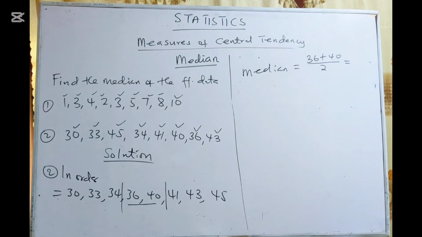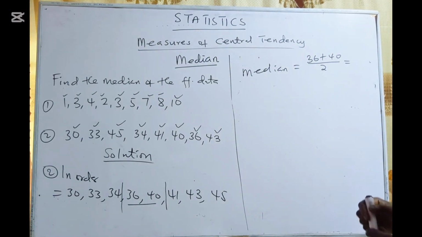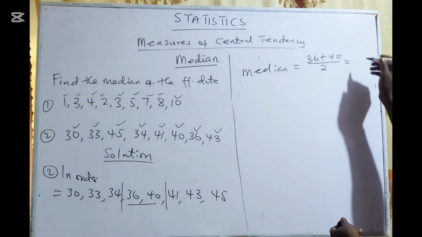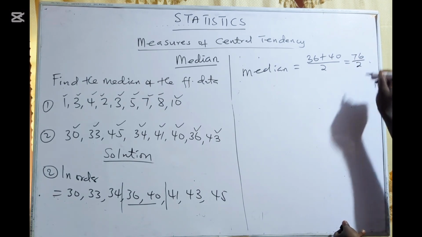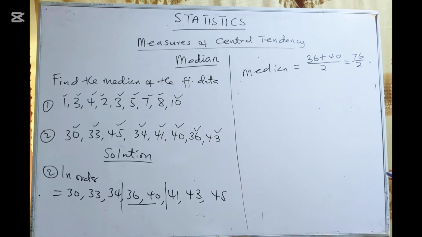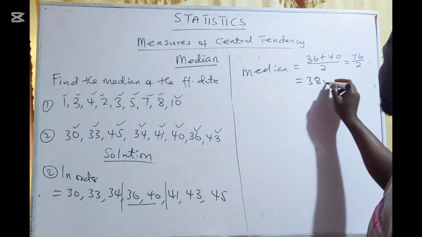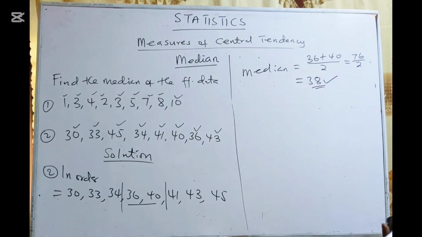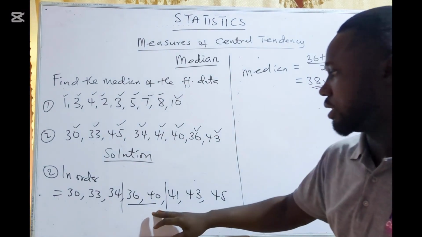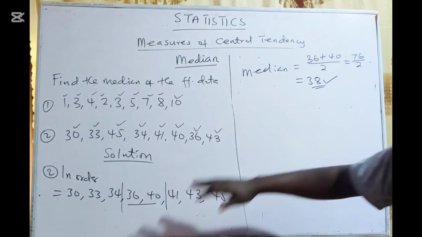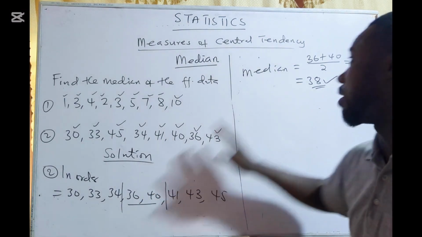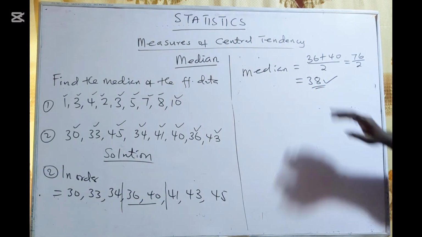So 36 plus 40 divided by 2. And what will be 36 plus 40? That will be 76 over 2. All right. So 76 divided by 2 will give us 38. So our median is what? Is 38. All right. So what you have to do is that, because it's even, there will be 2 numbers in the middle after arranging in order. Then the 2 numbers in the middle, you add them and divide by 2. Okay, so we have 38.